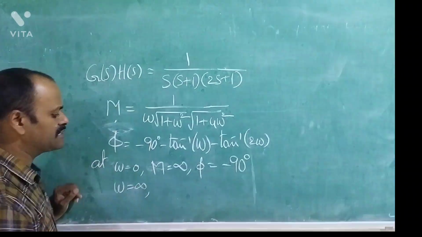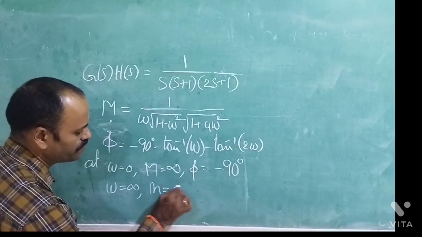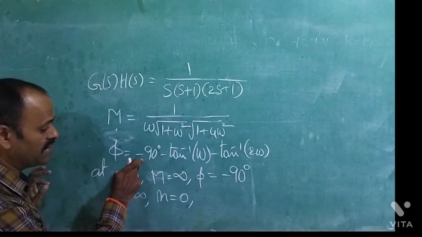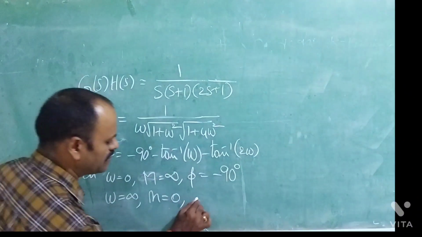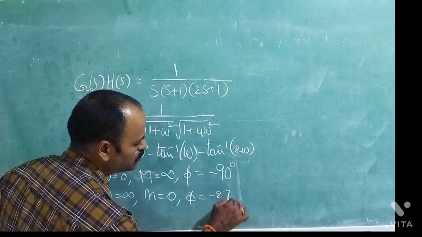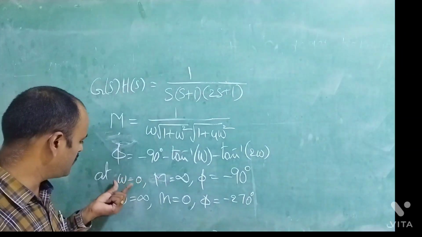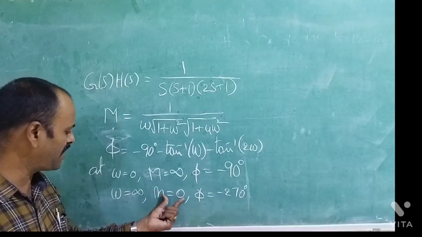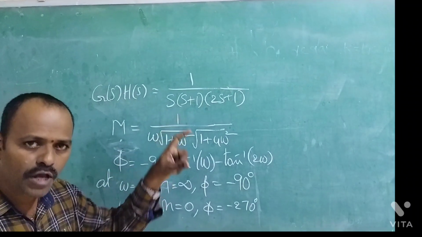Next, at omega equal to infinite, what is the magnitude? That is 0. Coming to the phase, minus 90 minus tan inverse infinity, which is 90, minus tan inverse infinity, which is 90. So it becomes minus 270. So this is the magnitude at omega equal to 0 and this is the magnitude at omega equal to infinite. Now let me draw the polar plot for this.